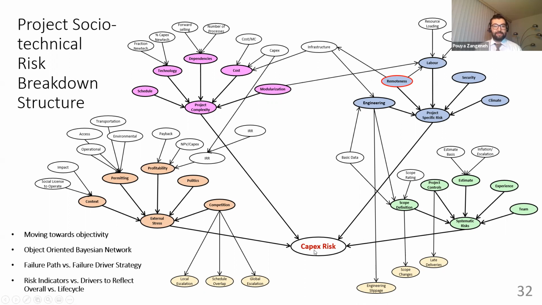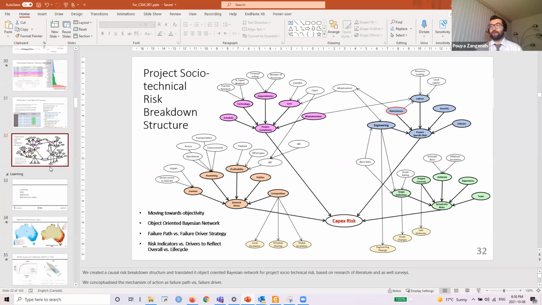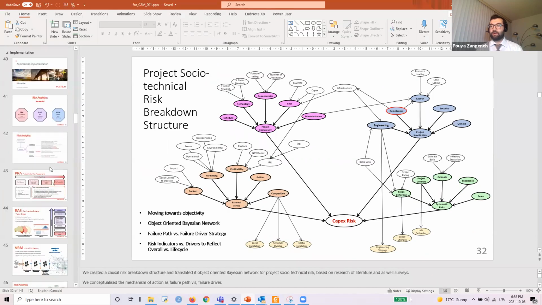But the diagnostics then would be, if we see a certain capex, how the information would move along this path. Now, what would that tell us about the schedule overlap? What would it tell us about global escalation? And that is a very, very useful case of application for these Bayesian networks.